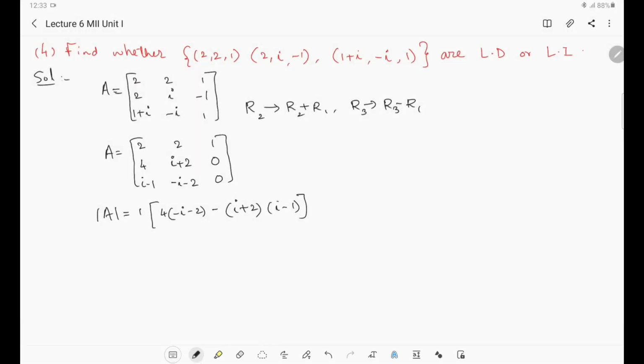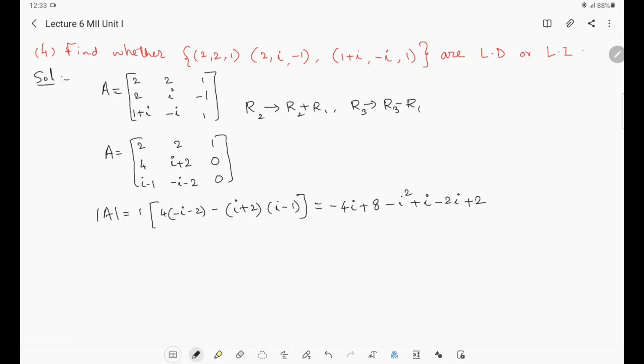Automatically remaining entries will become 0. Why will the remaining entries become 0? Because of these two zeros, right? So let us simplify this. What will happen? This is equal to minus 4i plus 8, then minus i square, then minus plus i, then minus 2i, then minus plus 2.